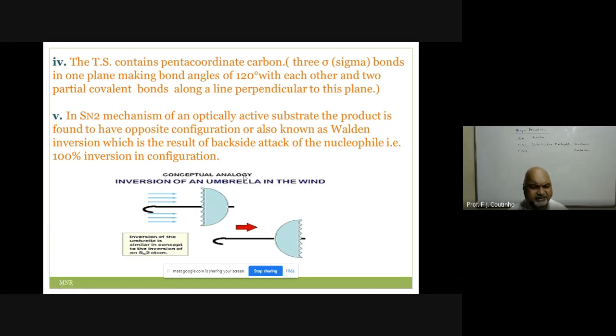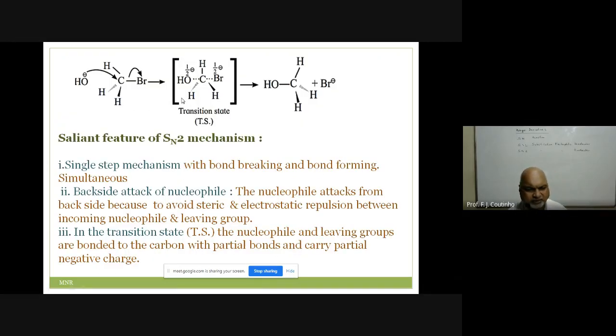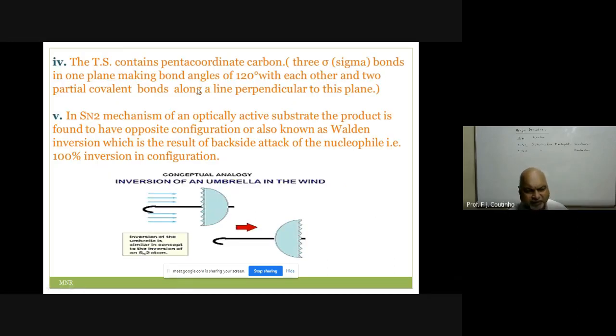Next, the transition state contains a pentacoordinate carbon. What is penta? There are 5 bonds on the carbon. If you see this, count 1, 2, 3, 4, 5. So it is a pentacoordinate carbon, with 3 sigma bonds in one plane making a bond angle of 120 degrees with each other, and 2 partial covalent bonds along a line perpendicular to this plane. So they form a pentacoordinate carbon transition state.